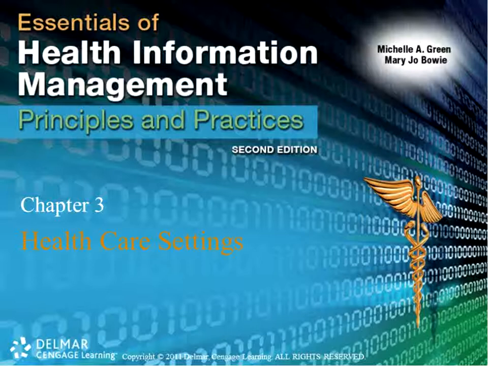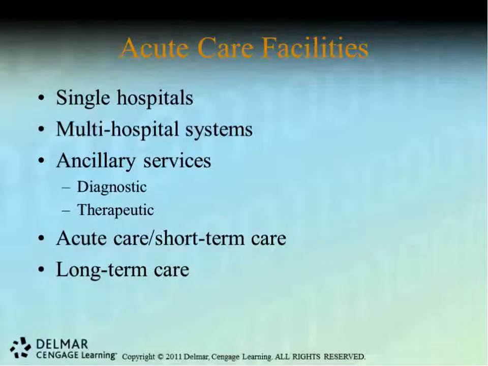In previous lectures, we talked about the continuum of care. In this lecture, we're going to look at the different healthcare settings in which healthcare services can take place. To begin, we will look at acute care facilities. Acute care facilities are, in other words, hospitals. They take care of acute illnesses that a patient may come in with.